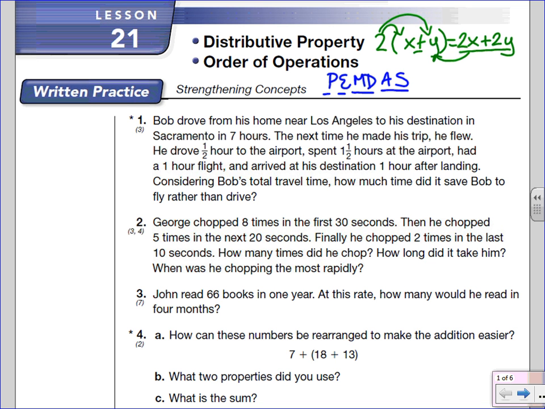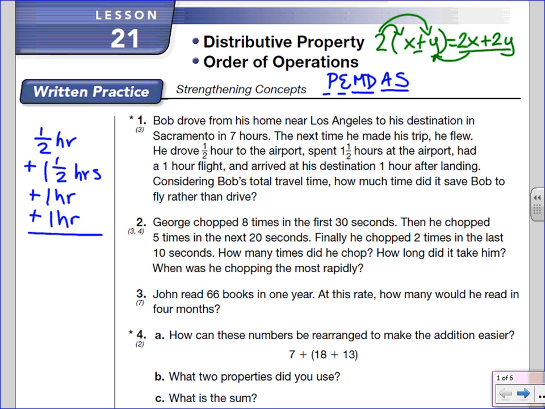So number 1 says Bob drove from his home near Los Angeles to his destination in Sacramento in 7 hours. The next time he made his trip, he flew. He drove half an hour to the airport. He spent 1.5 hours at the airport. Had a 1-hour flight. And arrived at his destination 1 hour after landing. Considering Bob's total travel time, how much time did it save Bob to fly rather than drive?